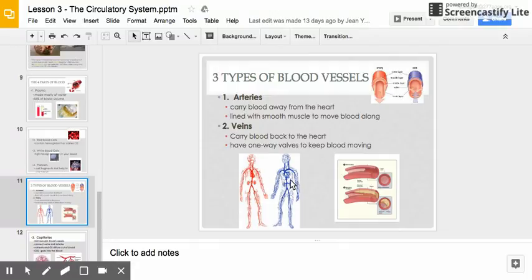Then veins, pictured here in blue, carry blood back to the heart when it's oxygen poor. It's got waste products like carbon dioxide in it. Veins, as you can see in this picture, have valves that keep the blood moving one direction. It's often moving against gravity, back up the leg or back up the arm toward the heart. So it's important to have those valves to keep it moving.